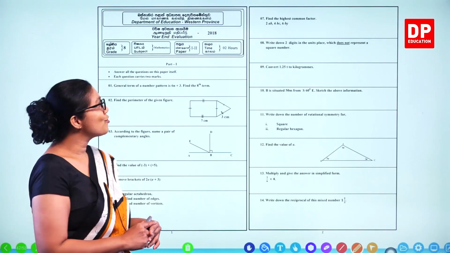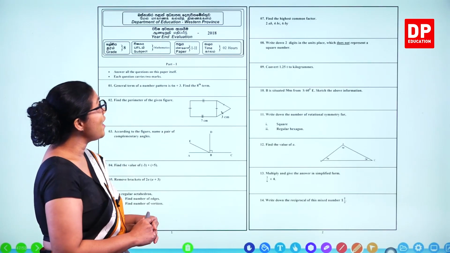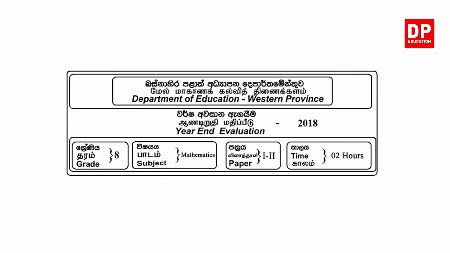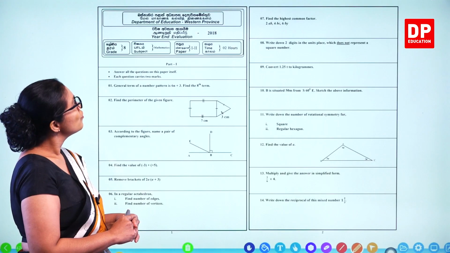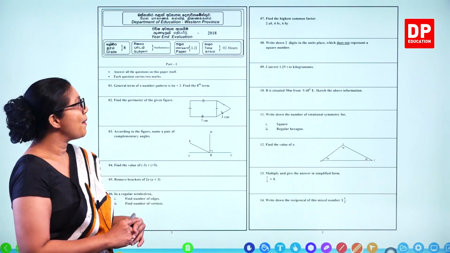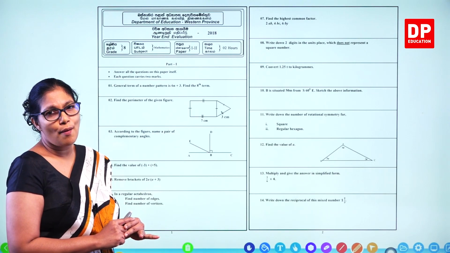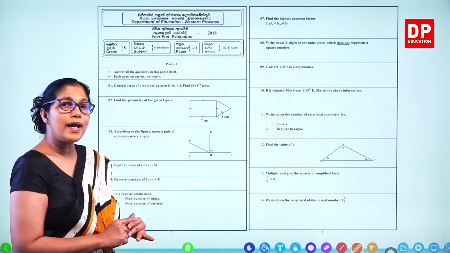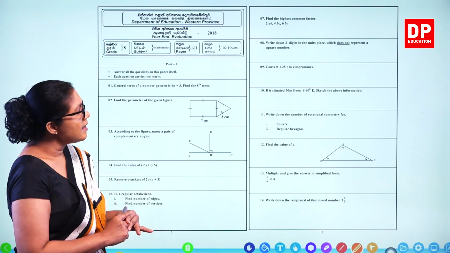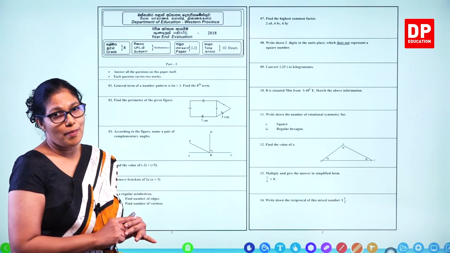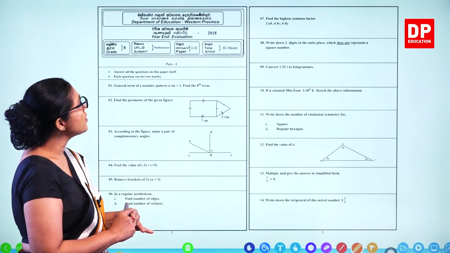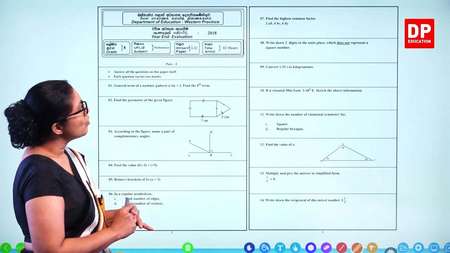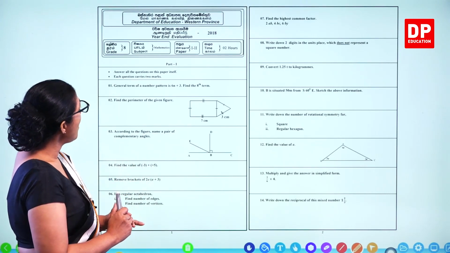Hello grade 8 students. Today I am going to do the year-end evaluation 2018, Department of Education, Western Province paper. You get 2 hours for the whole paper. There are 2 parts in your paper, part 1 and part 2. In part 1 you get 20 short questions and each question is worth 2 marks. And what about part 2? You get 7 questions. So let's look at part 1.